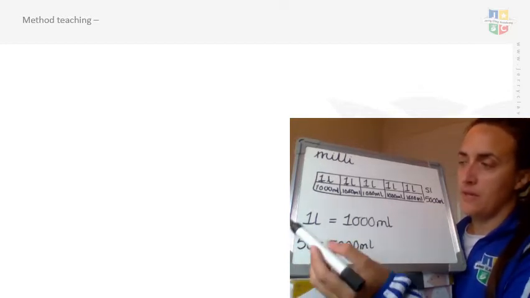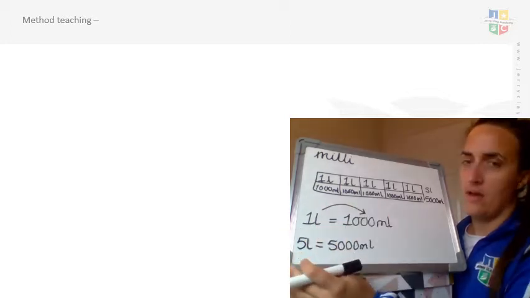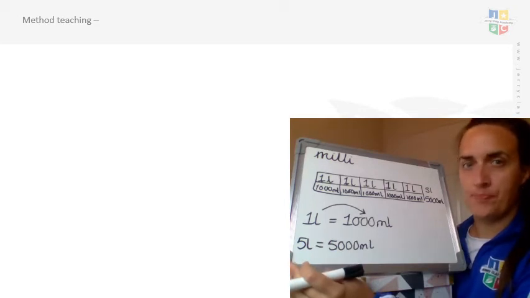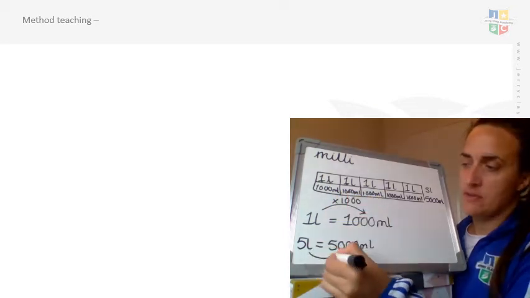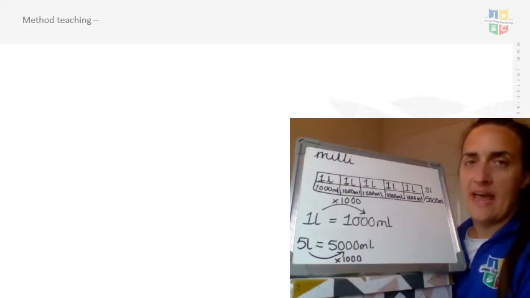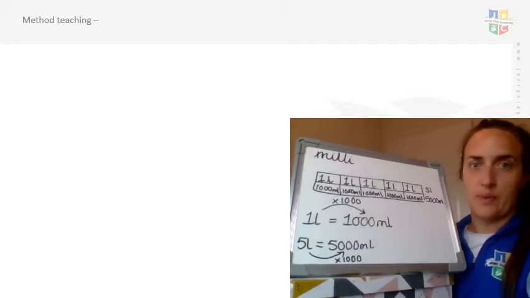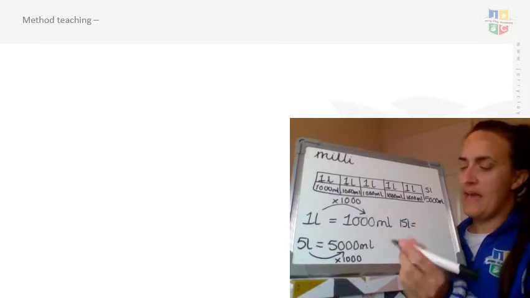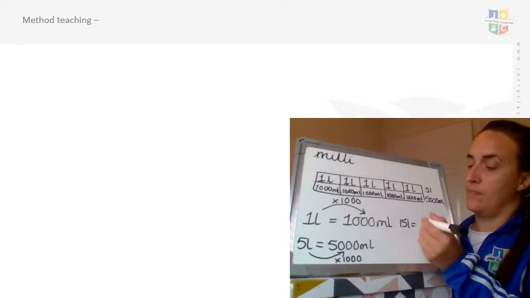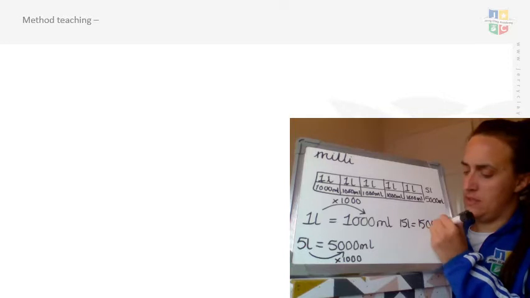So to go between our amount of litres to our amount of millilitres, we are doing what operation? Excellent, we are multiplying by 1,000. So your amount of litres, if you multiply it by 1,000, we understand how many millilitres there are. So we can apply this to lots of different ones. For example, 15 litres. How many millilitres would that be? Multiply it by 1,000 would be 15,000 millilitres.